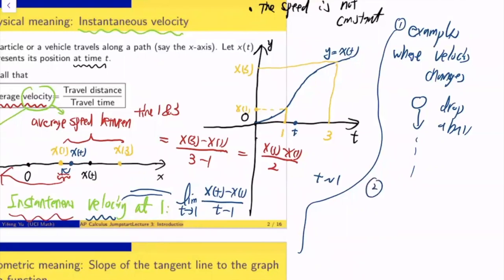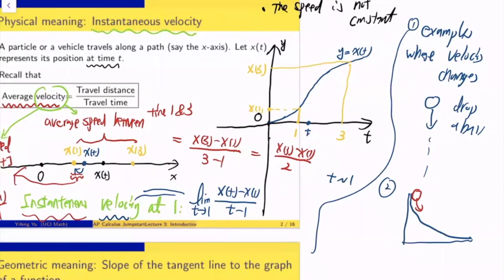Or another example: let's say this is a chute. It is smooth, with no friction. And then we put a ball here, and the ball will roll down the chute. Again, due to gravity, the speed will get larger and larger. It speeds up. So the point is there are many situations in real applications where the speed is not constant.